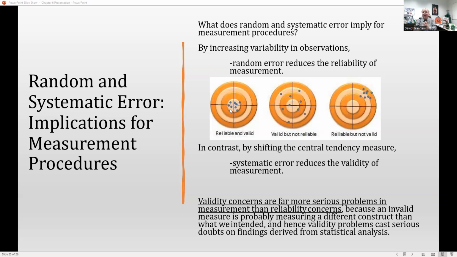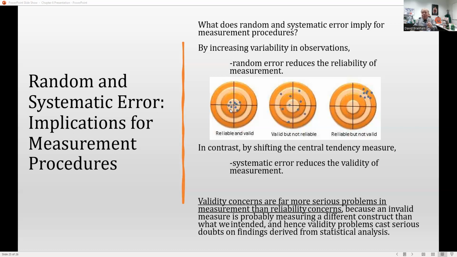In contrast, by shifting the central tendency measure, like you do in the last target that says reliable but not valid, you have systematic error that reduces the validity of your measurement. And validity concerns are far more serious problems than reliability concerns, because an invalid measure is probably measuring a different construct than what we're intending. You're not measuring a construct of shooting the arrow to the target. You're measuring a construct where you're shooting arrows at the target with a wind that's going up and to the right. And that's a completely different construct than what you intended to measure in the first place.